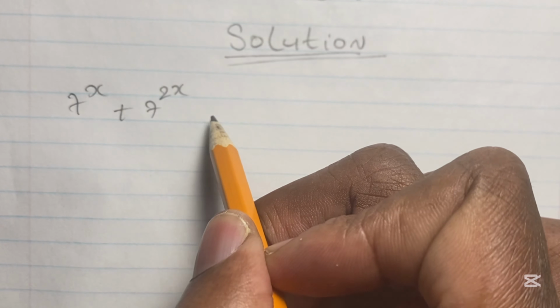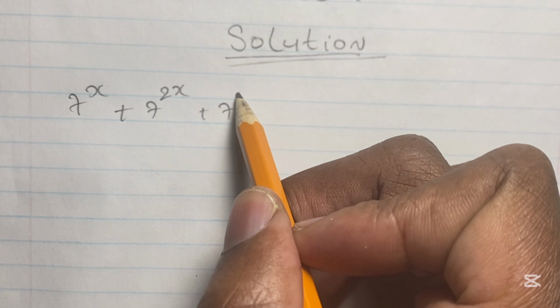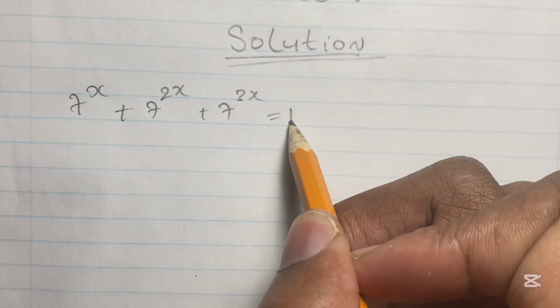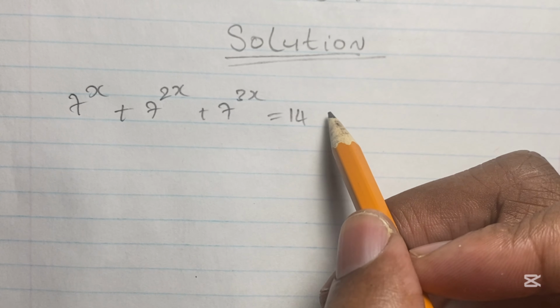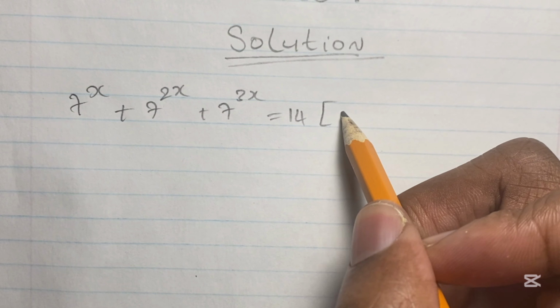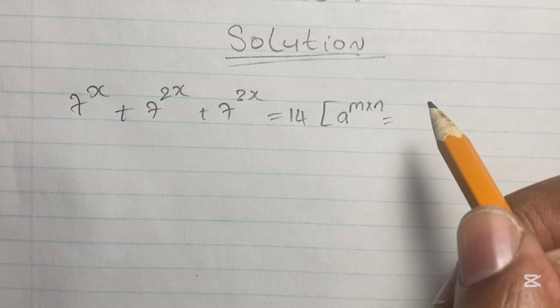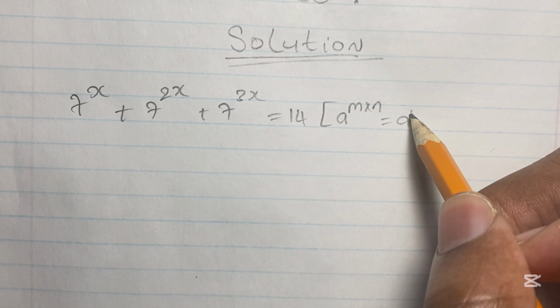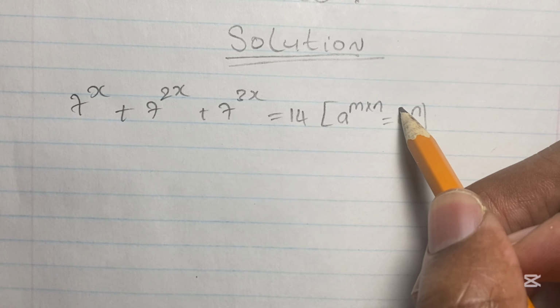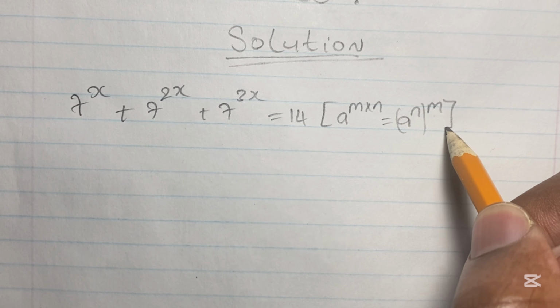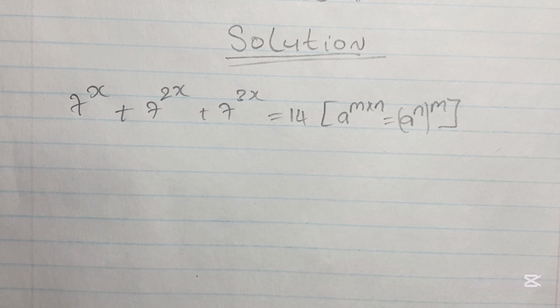Now our equation states that 7 to the power of x plus 7 to the power of 2x plus 7 to the power of 3x is equal to 14. Now using the laws of indices, where a to the power of m times n is the same as a to the power of n times m, we'll be using this principle to simplify our equation in order to solve for x.